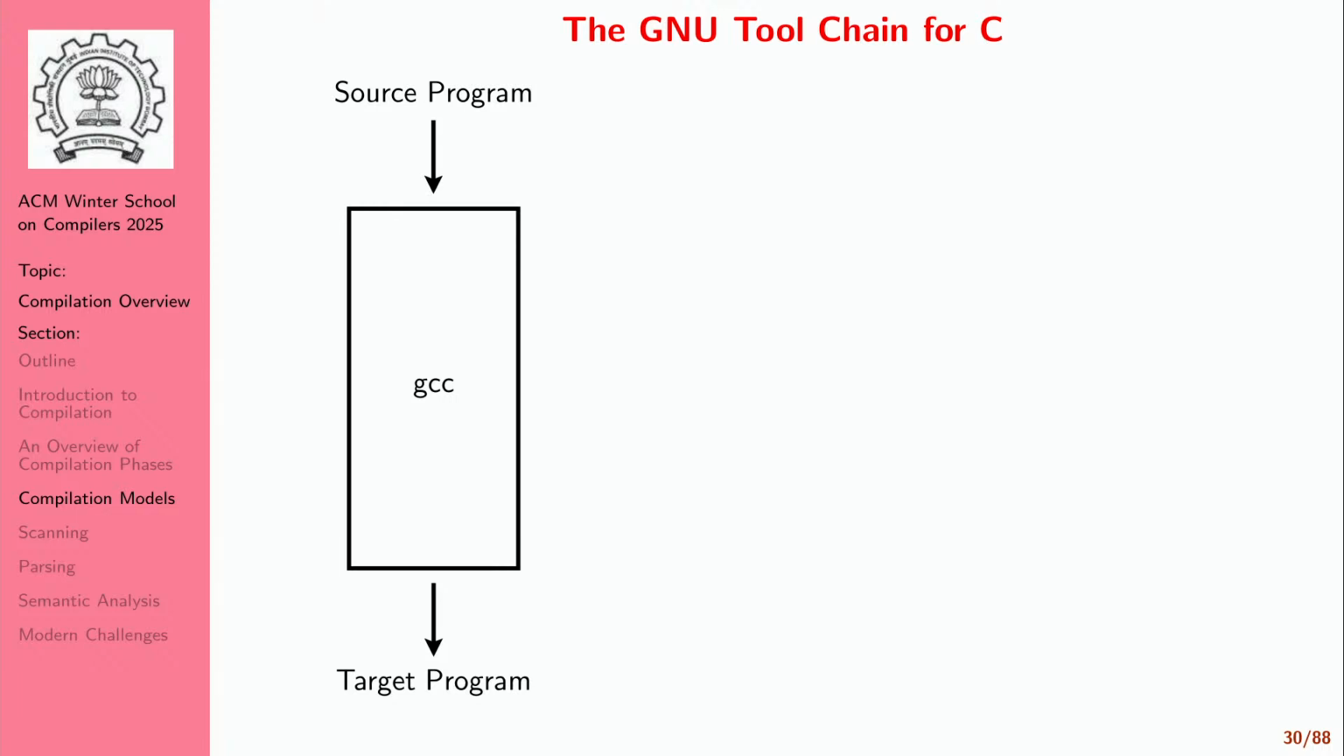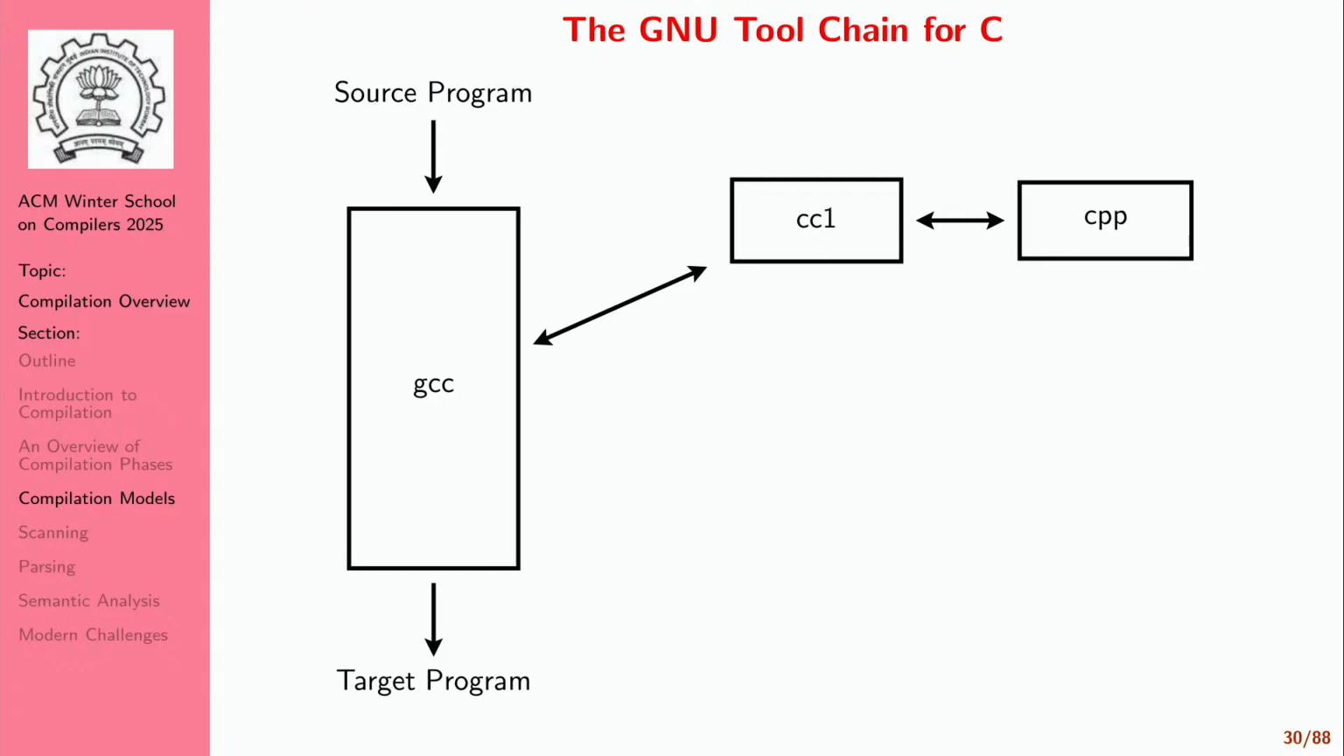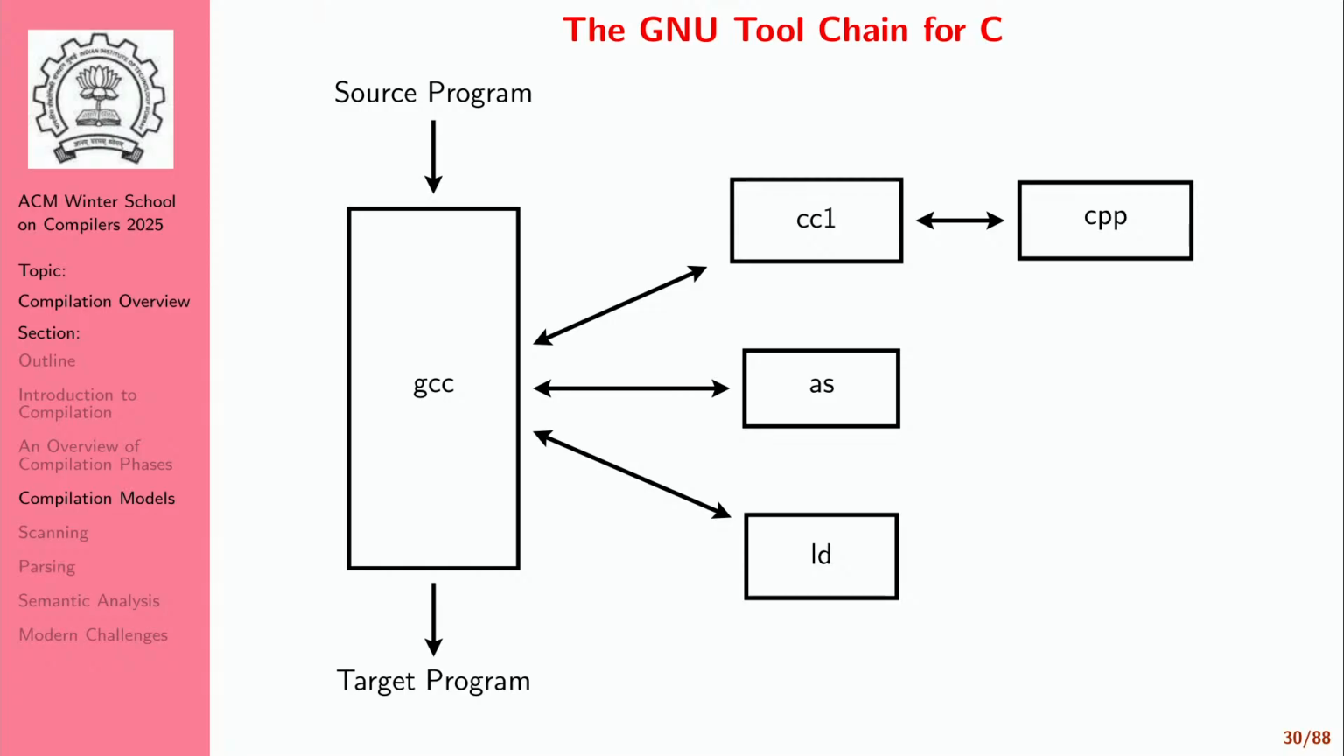So how does the GNU toolchain work? You invoke GCC, the command line tool you may have used, which takes a source program and produces a target program. Internally, it uses a compiler called cc1. CC stands for C compiler. If you have a C++ program, there is cc1plus. It also includes cpp, the C preprocessor, then calls an assembler called as, and then a linker called ld, with an unfortunate name.